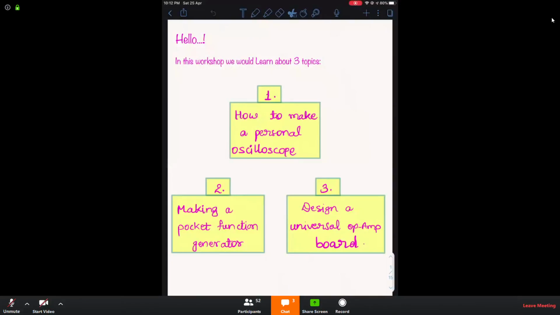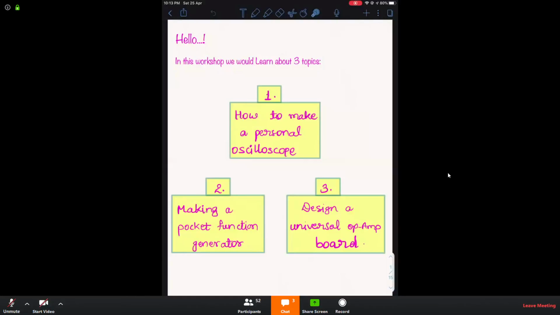So today, this is the schedule for the workshop. In this whole workshop, we will be discussing these three topics. Our first topic will be how can we make a personal oscilloscope, and after the completion of this topic, we will discuss how can we make a pocket function generator.